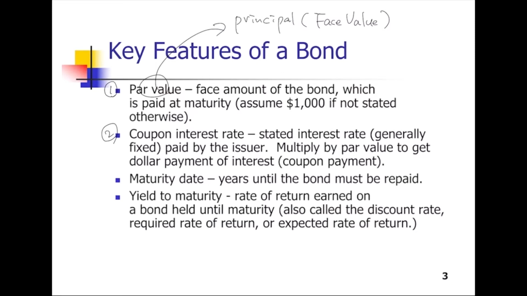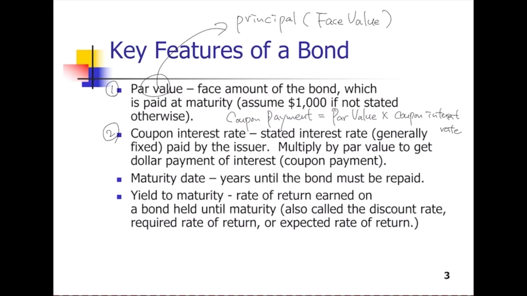So we can simply multiply by par value to get the dollar payment of interest, the coupon payment. So we can write down that the coupon payment can be calculated by par value times coupon interest rate. And there are two more concepts. The first is maturity. Maturity means the period until the bond must be repaid.